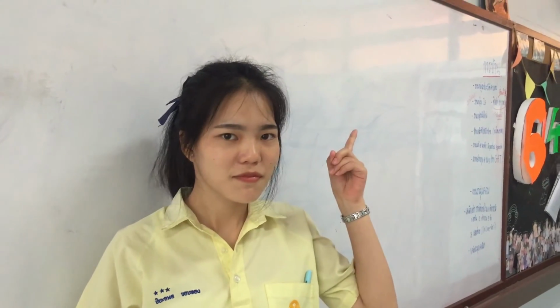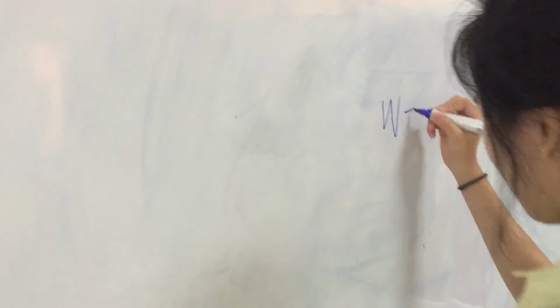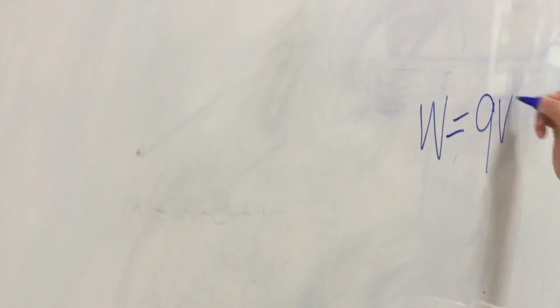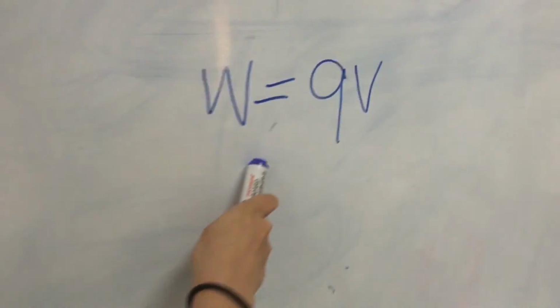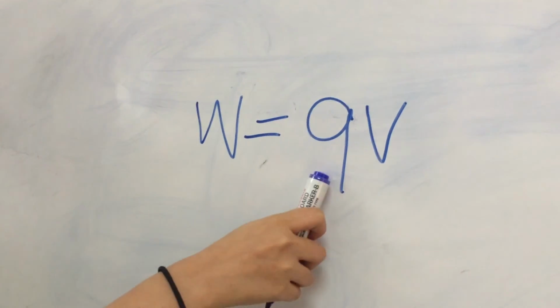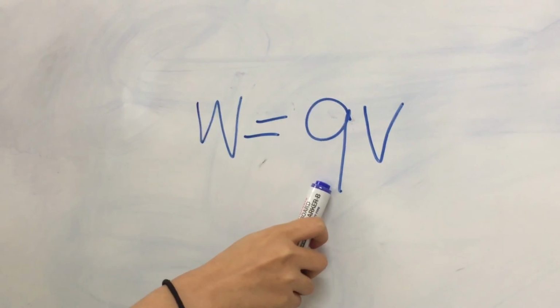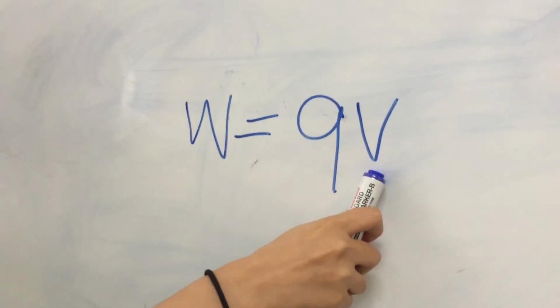But if we want to know the potential difference, you can use this one. W equals small q times V, where W is the electrical energy converted to other forms by the charge Q, Q is the charge that flows from A to B, and V is the potential difference between A and B.